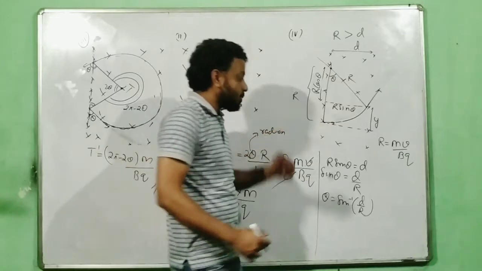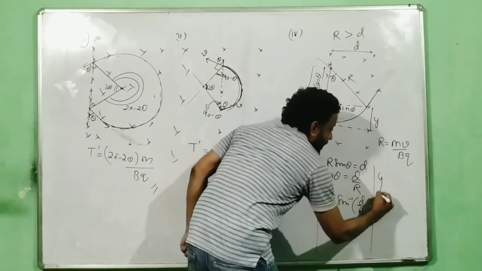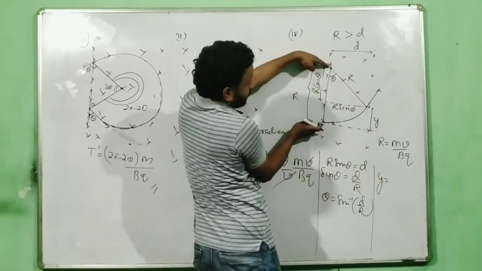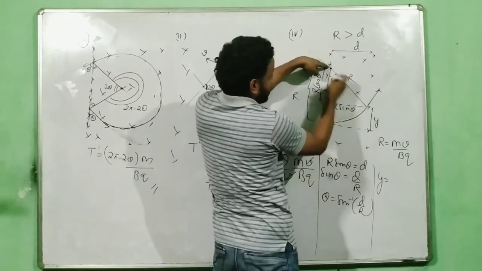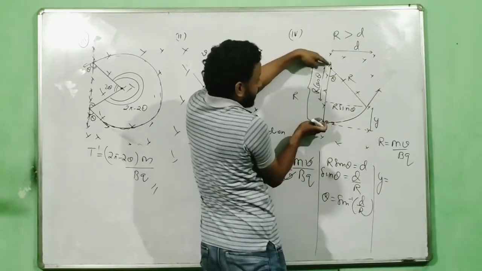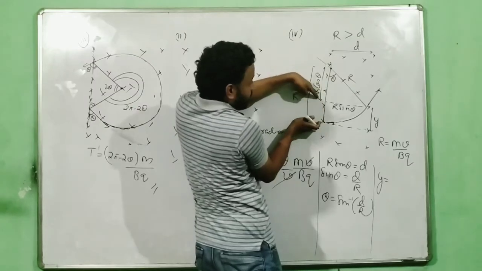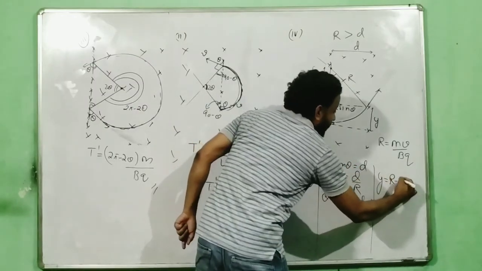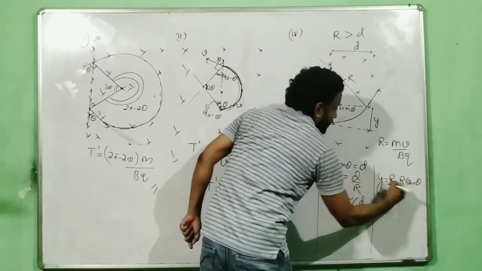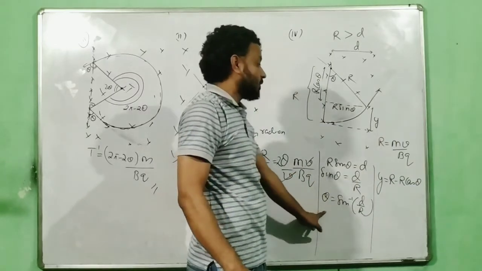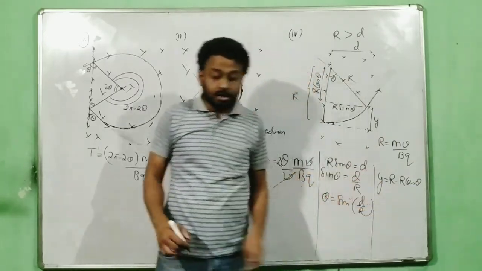So I know the value of theta. Now I want to know how much is y. Look very carefully at the diagram. Y, what is y? Now remember this whole thing was radius. This is also radius. This is also radius. This is radius. Radius minus r cos theta is equal to y. So r minus r cos theta is equal to y. So once I get the value of theta, I can put it over here and I can get the value of y.